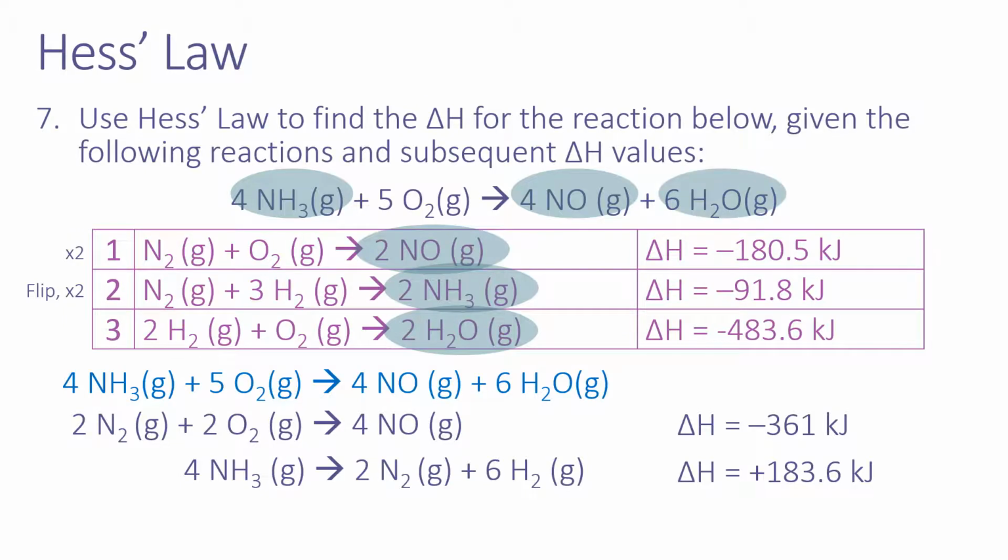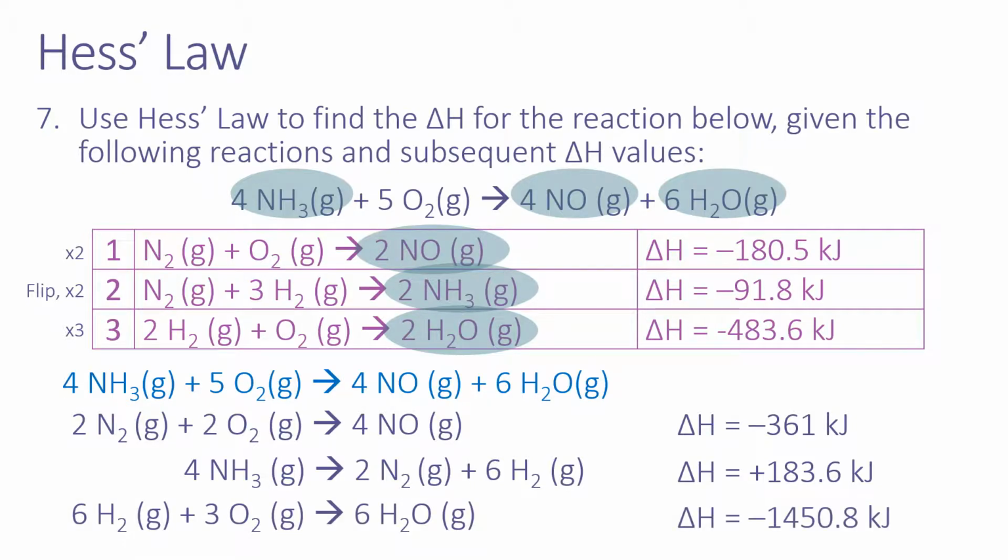And in equation 3, that's exactly where water is. But I've got 6 moles of water in my desired equation and only 2 in equation 3. So I'm going to leave this one the same, but I'm going to triple it. So I'm not going to flip it, just going to triple it. So there it is tripled, which means I also need to triple the delta H.